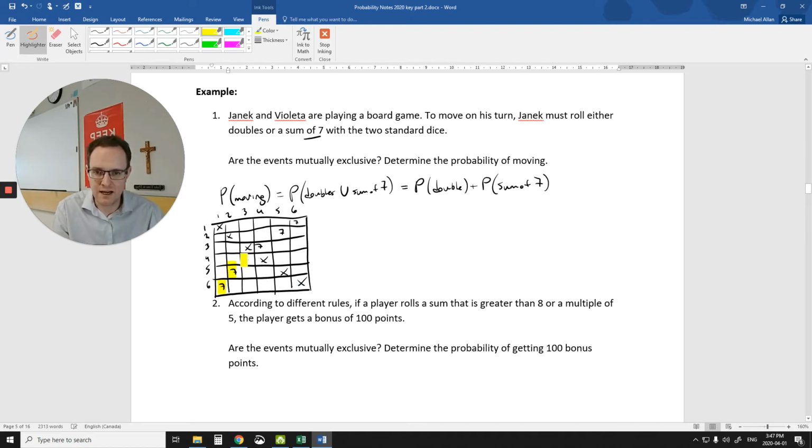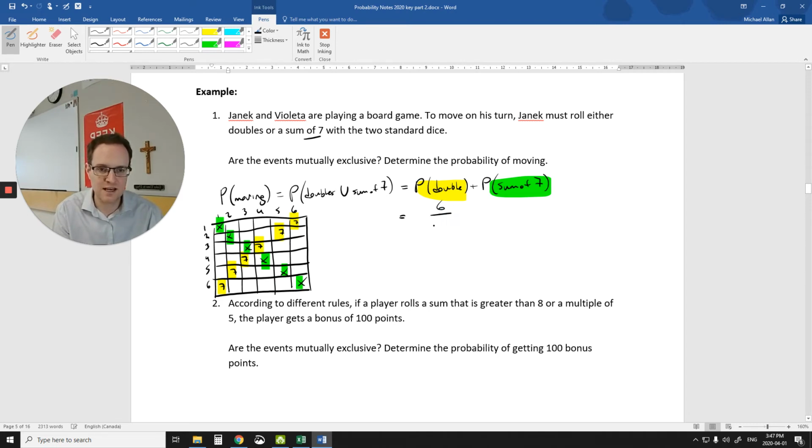So if I highlight the 2 events, getting a double and getting a sum of 7, what you notice is that there's no overlap here. So these are mutually exclusive events. One doesn't depend on the other. So the probability of rolling a double is 1, 2, 3, 4, 5, 6.